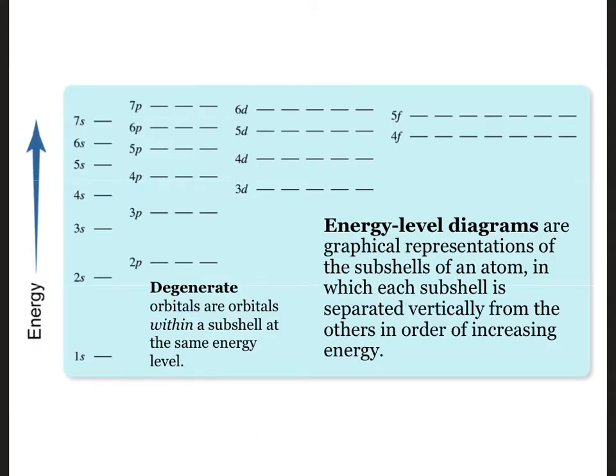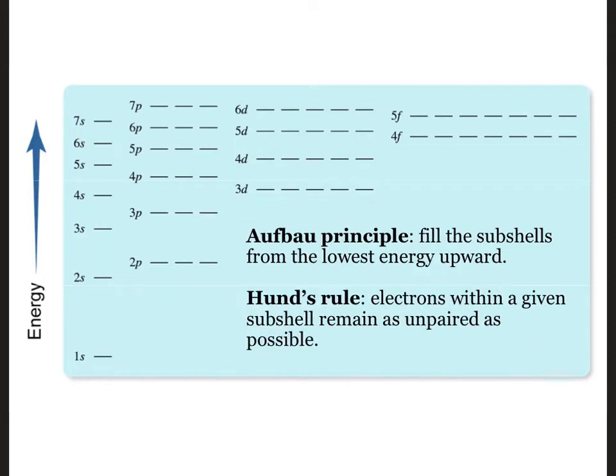Energy level diagrams are graphical representations of the subshells of an atom. Here we see that each orbital is represented by a short horizontal line. Orbitals in the same subshell have the same energy. They are called degenerate orbitals for this reason. Notice that we start with the lowest energy subshell and orbital, 1s, at the bottom of the diagram. Then we list the other subshells higher up, depending on how much energy is associated with that particular subshell.